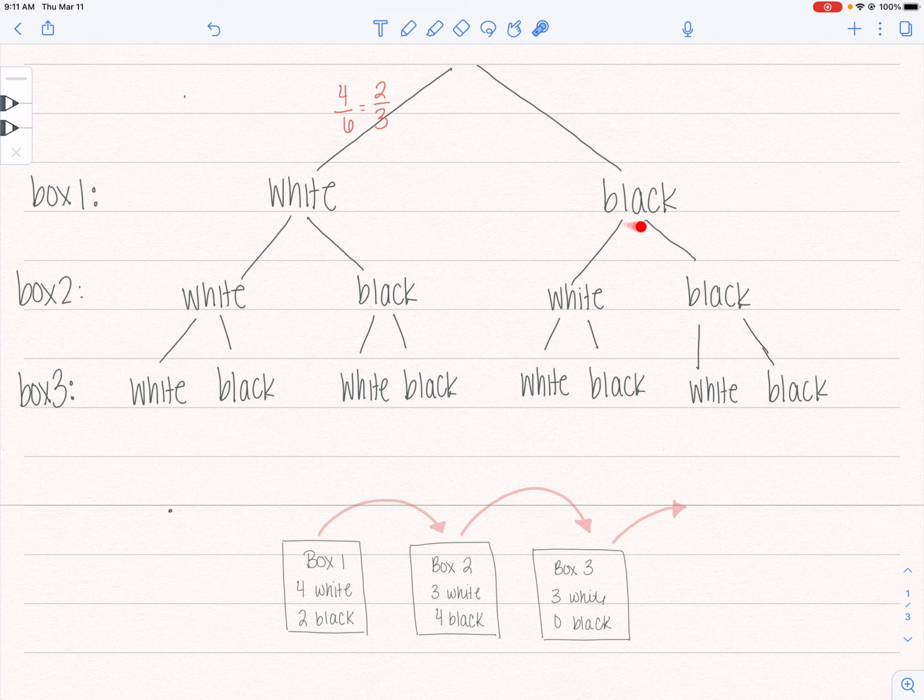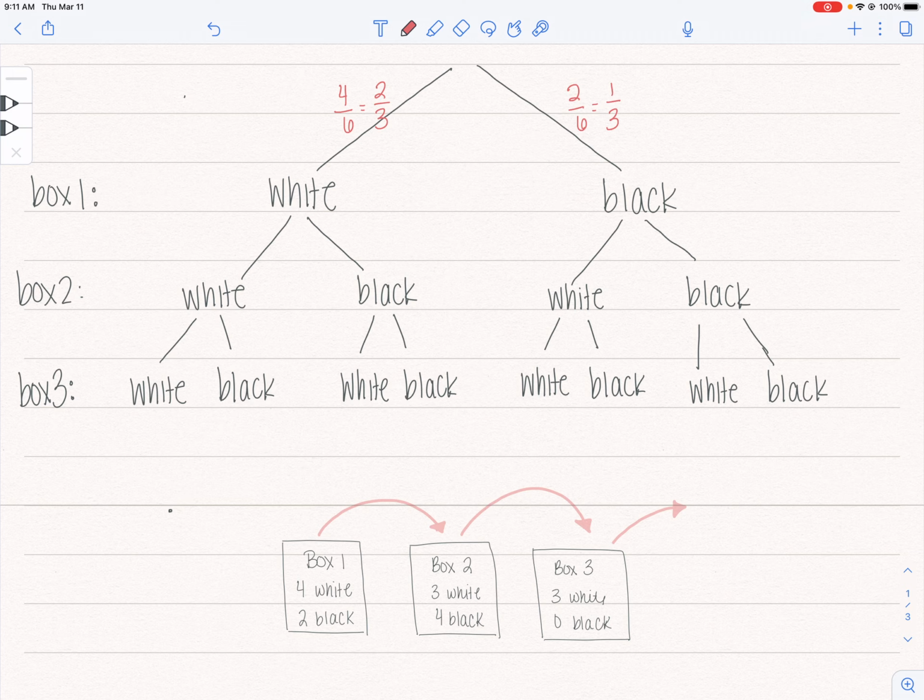The probability of drawing a black ball out of box 1 is going to be 2 out of the total of 6, which is going to give me 1 out of 3. Okay, so there's my first two probabilities.